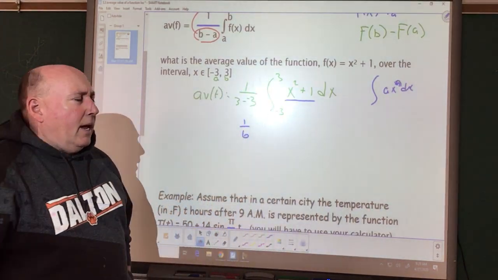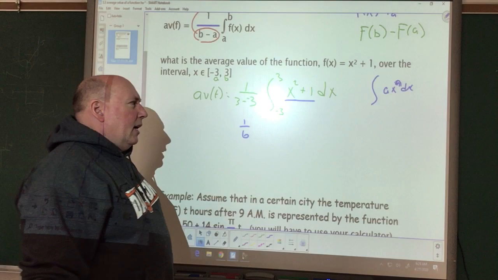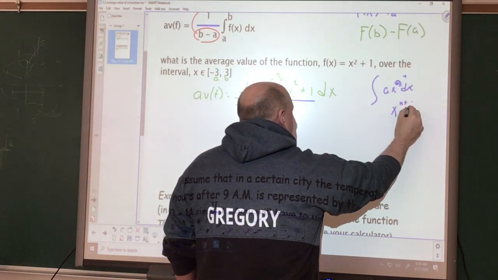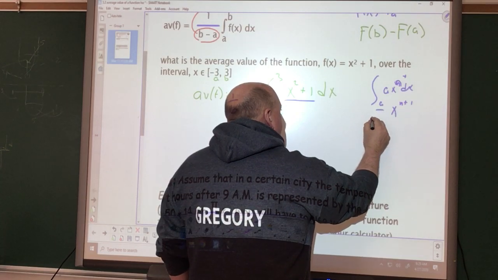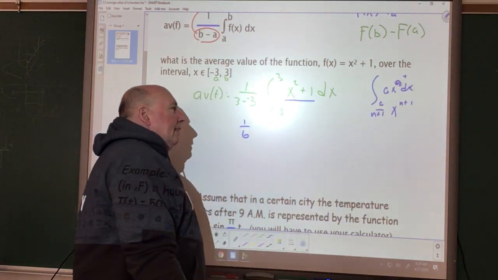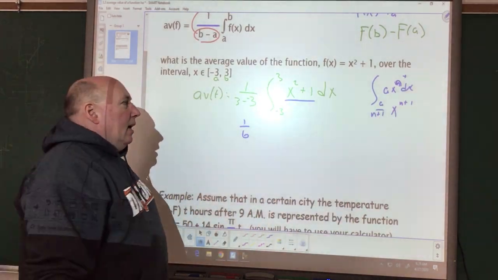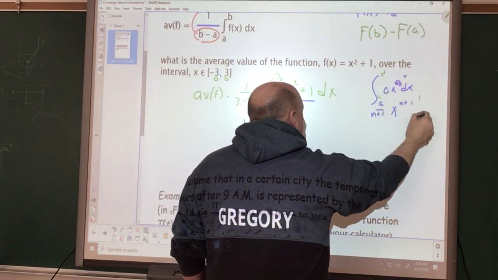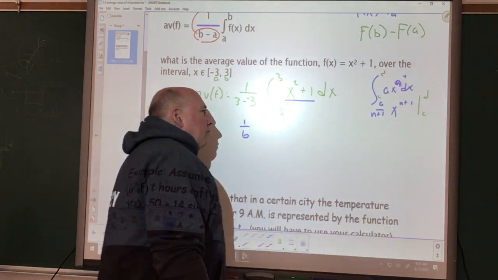ax to the nth power dx, the exponent rule is we add 1, so we have x to the n plus 1 power, and divide by our coefficient by this n plus 1. And this is what we need to evaluate if I'm going from C to D. Evaluate from C to D.